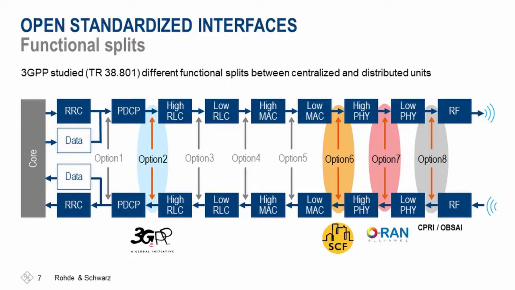So in this respect, option 1 through option 8 different functional splits are defined, and option 2, the interface between the CU and the DU is defined and standardized by 3GPP. So here on the CU would be the RRC and PDCP layers. On the DU would be everything from RLC to RF in one unit.